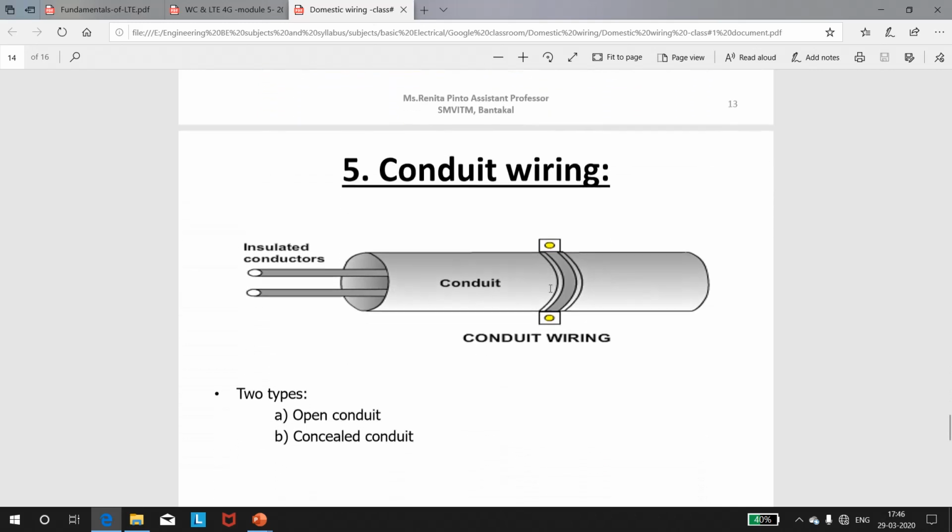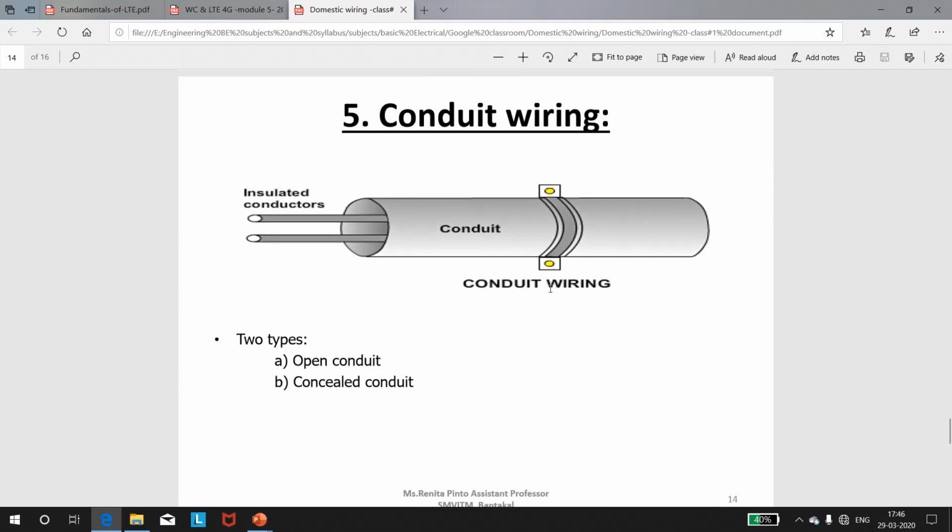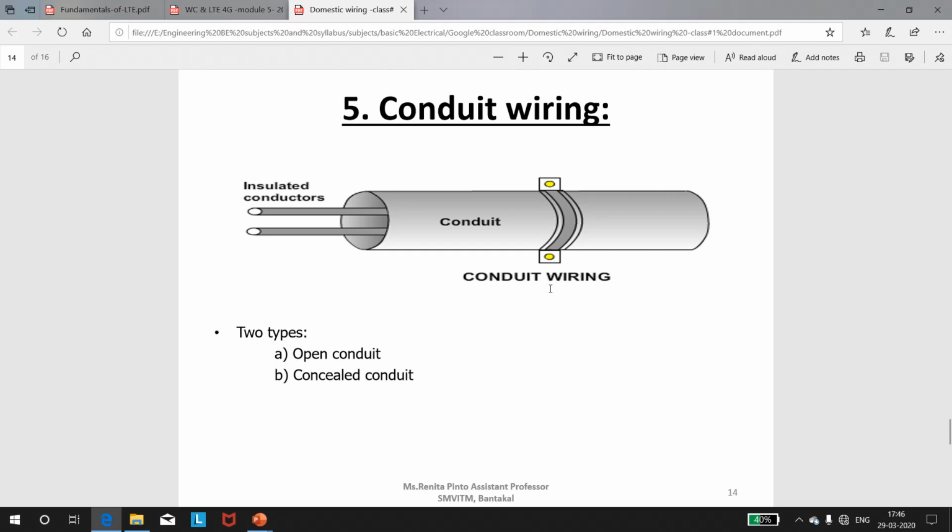The next type of wiring is the conduit wiring. Conduit can be made up of welded tubes of steel or galvanized iron. Insulated conductors are carried inside this conduit tube. These tubes are then routed along the walls and ceilings and are rigidly secured by fixing them with bolts and screws. You have two types of conduit systems: one is the open conduit and the other is the concealed conduit.